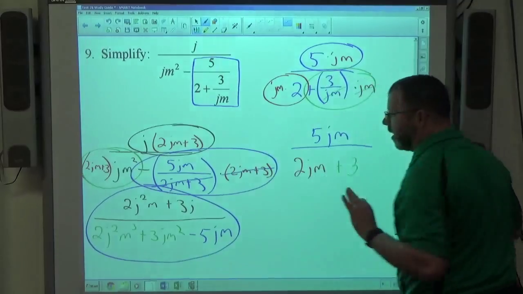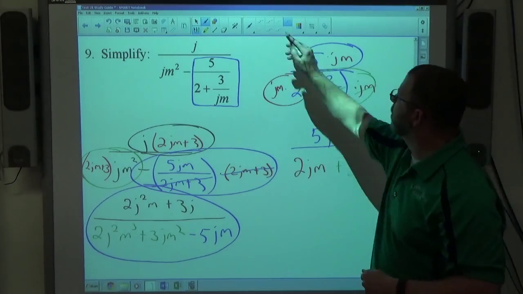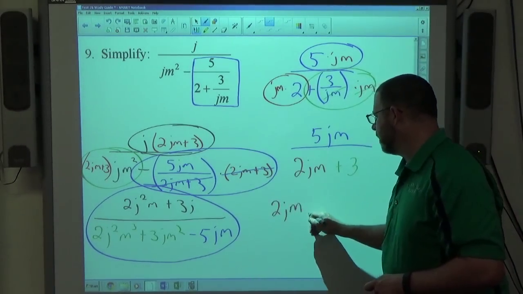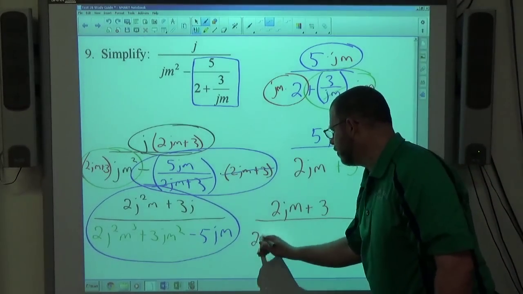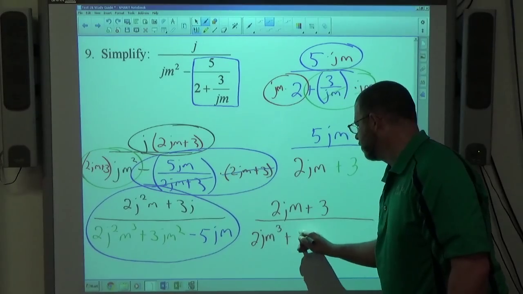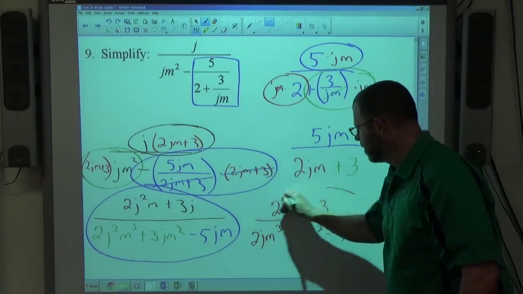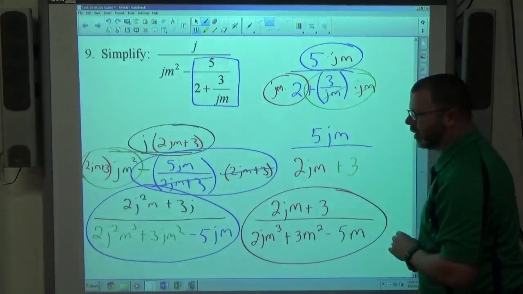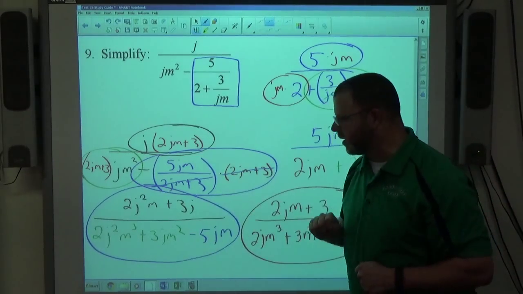Everything's great about that. One extra added feature on this specific problem: every single term contains the letter j in it. If you notice that and want to reduce it, take a j out of every term. So you're going to get 2jm plus 3 on top, and 2jm cubed plus 3m squared minus 5m. That's a better answer, but again, that's full credit if you want. Don't even worry about reducing it. Just get me to that point correctly and all is well.